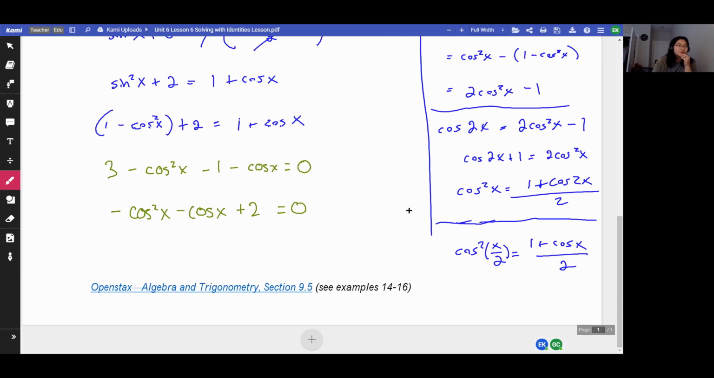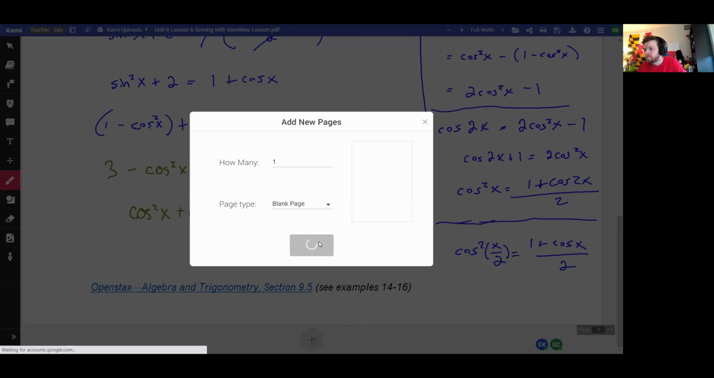So then what can we do from there, Mr. Kirk? I would like to flip the sign everywhere. That's just a preference. Are you cool with that? Absolutely. Multiply both sides of this equation by -1. And while you do that, I'm going to add a page so we have a little bit more room.